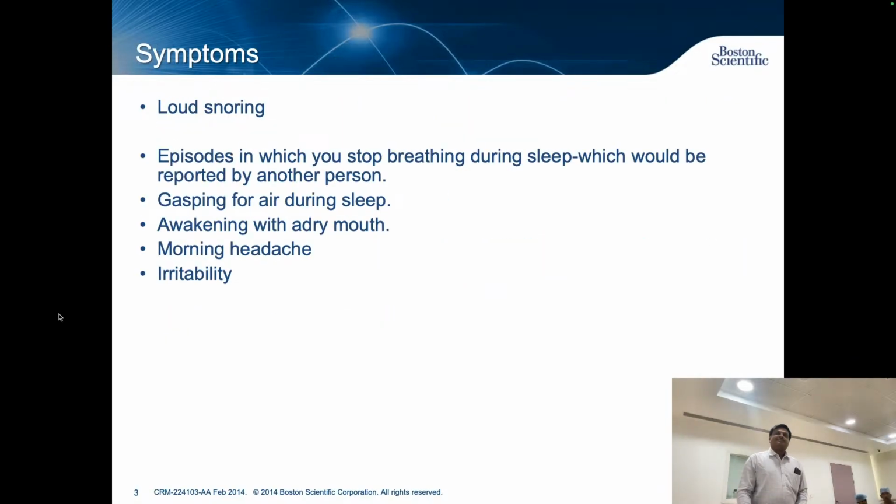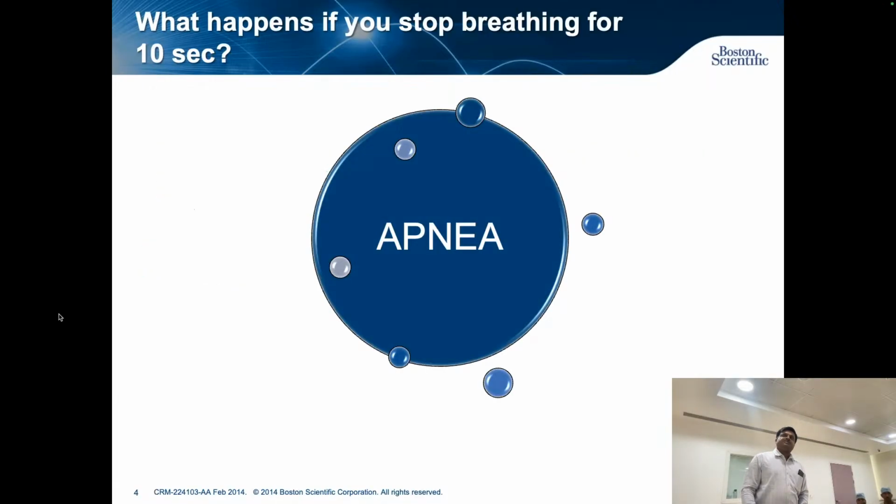The symptoms of sleep apnea are loud snoring, episodes in which you stop breathing during sleep, which would be reported by another person, gasping for air during sleep, and awakening with a dry mouth. Morning headache and irritability are also causes of this. I will just go through this, sir, so allow me some time, so we will have a better idea of what exactly I am talking about.